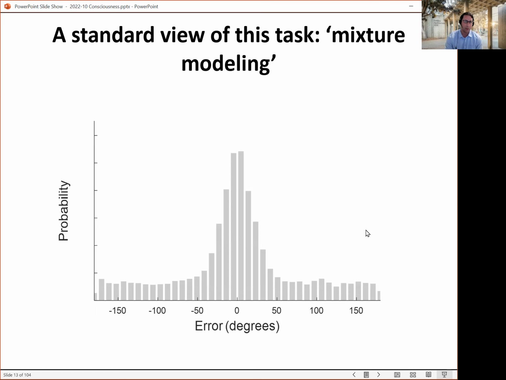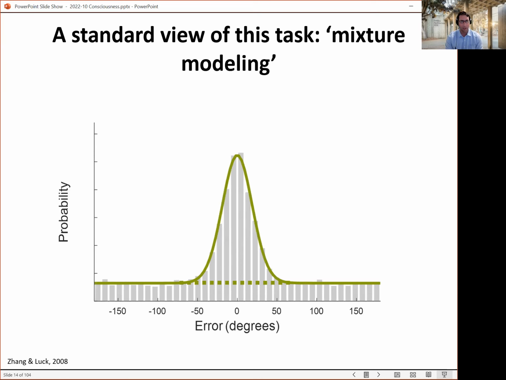And for many years now, for a decade now, the standard view of this task has been this mixture modeling approach that you may have seen. Effectively, people, including Zhang and Luck, looked at this distribution and said, it looks like really there's two things happening here, right? It looks like there's something like what happens when you have no idea at all and you guess randomly. And if you guessed randomly, you'd be equally likely to get a 180-degree error or a 0-degree error or a 50-degree error. And so you'd have a flat distribution, a uniform. And it also looks like sometimes you do remember what you saw. And on those trials, you get near zero, but with some noise. There's some precision variation in how accurately you can do that.